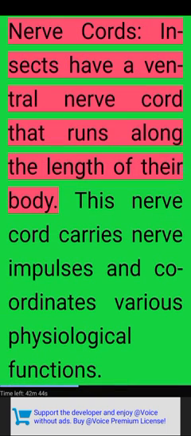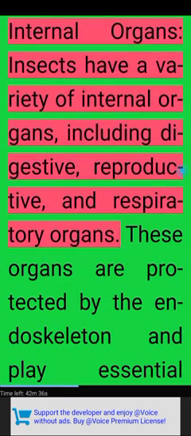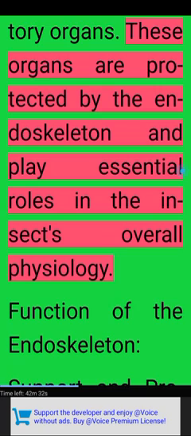Nerve cords. Insects have a ventral nerve cord that runs along the length of their body. This nerve cord carries nerve impulses and coordinates various physiological functions. Internal organs. Insects have a variety of internal organs, including digestive, reproductive, and respiratory organs. These organs are protected by the endoskeleton and play essential roles in the insect's overall physiology.